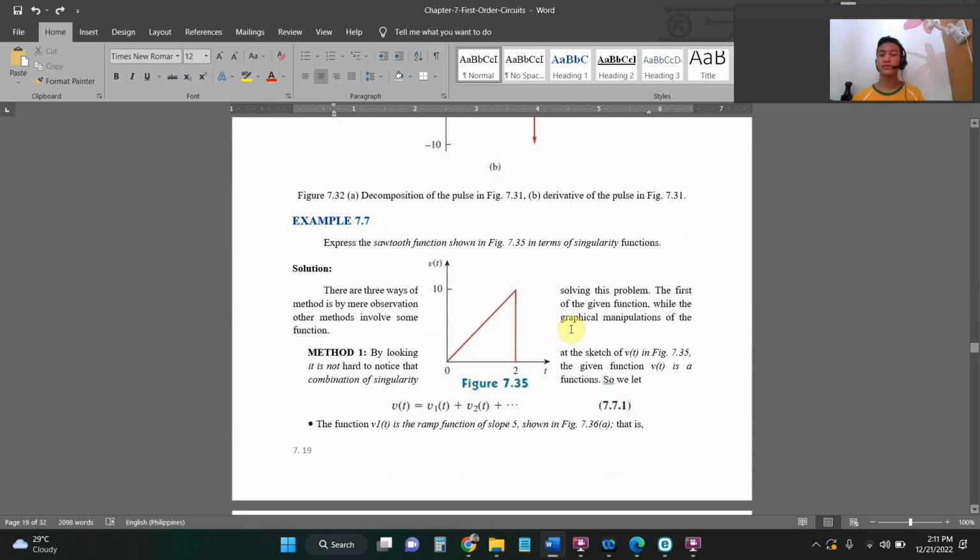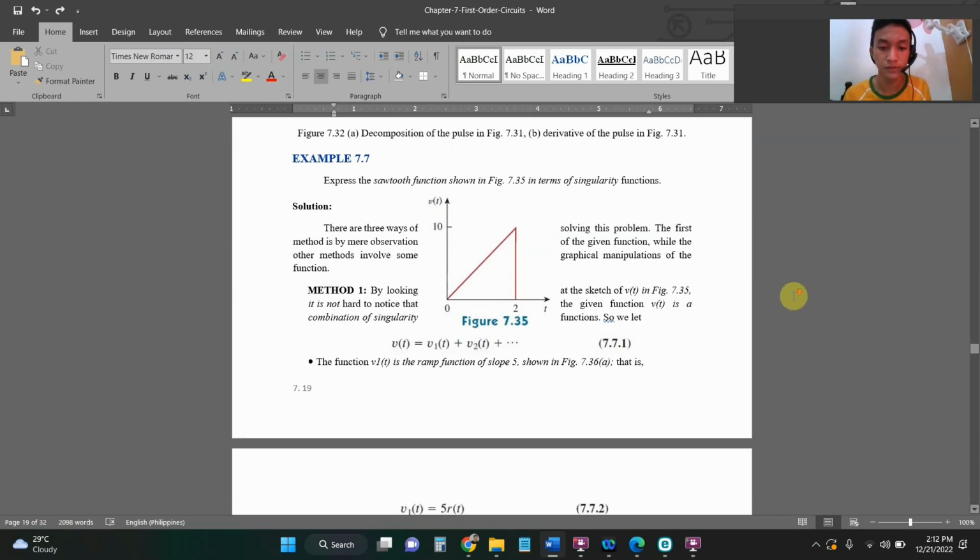So, example 7.7. Express the sawtooth function shown in figure 7.35 in terms of singularity functions. So we have the solution. There are three ways of solving this problem: by mere observation, and other methods involving some functions.